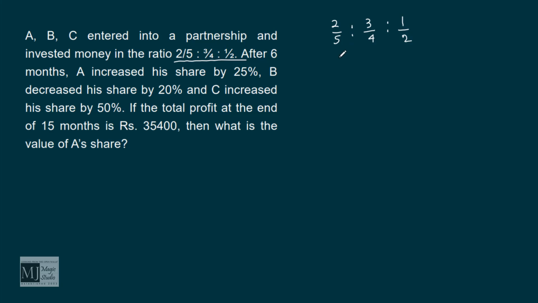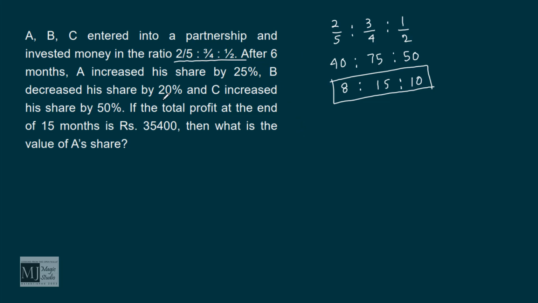2 by 5 is 40%. If I write this as 40, yes I can. 3 by 4 is 75 and 1 by 2 is 50 in percentages. Now I have the perfect ratios, but stop. It can be further divisible by 5, isn't it? So we will have 8 is to 15 is to 10. So this is the ratio of investment of the amount by A, B and C initially.